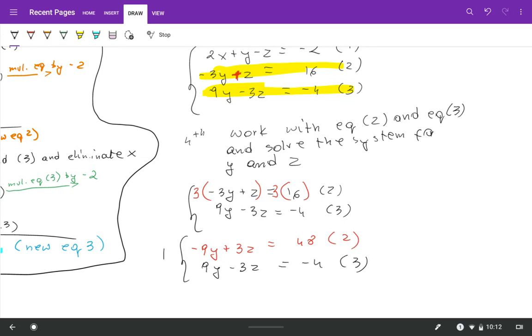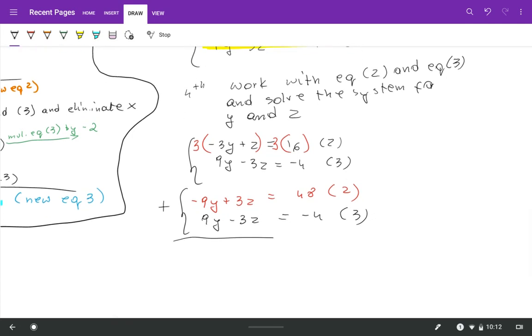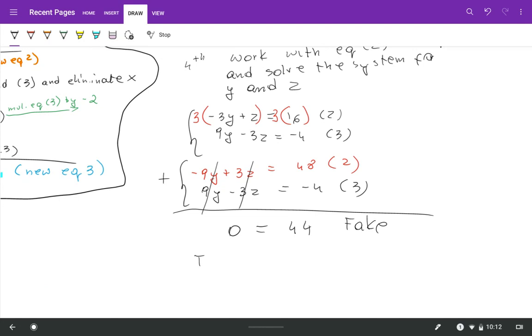And elimination method, we adding those two equations together, cancel, cancel. So we end up with 0 equal 48 minus 4, which is 44. And like you guys see, this is false. This is wrong. So we're going to stop here. And this system has no solution. So no solution means the system is inconsistent.